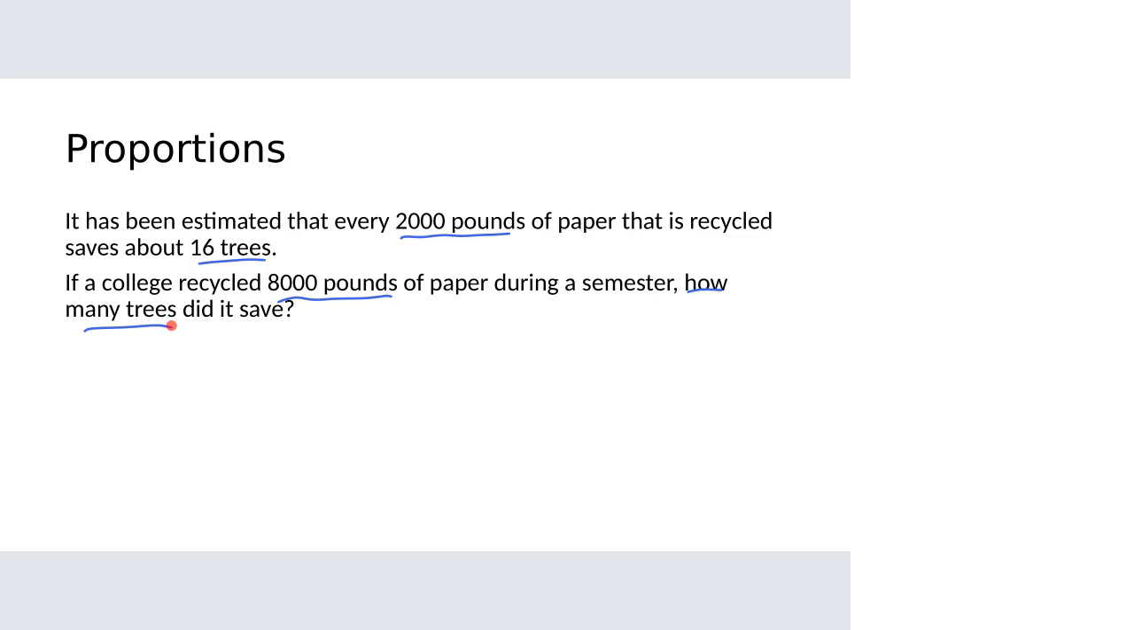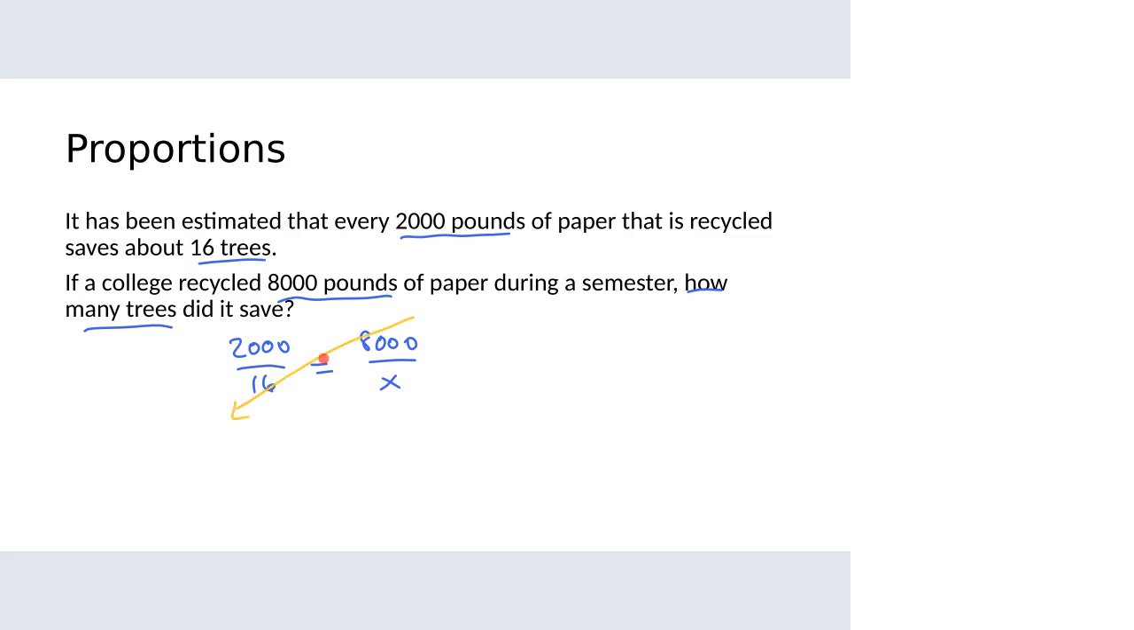You could set this up a couple of different ways, but I tend to just work with what the problem gave me. So 2,000 pounds for 16 trees is equal to 8,000 pounds for how many trees? The thing we don't know we'll call x. If you wanted to set this up as 16 trees, 2,000 pounds is, I don't know how many trees, 8,000 pounds, you're going to get the exact same answer. You just want to make sure that when you set up your proportion, you do it in a way that is logical, that the corresponding pieces make sense. Let's go ahead and solve this one.